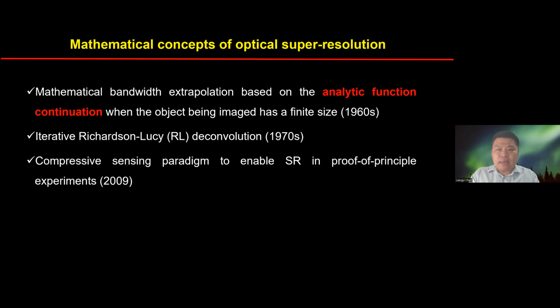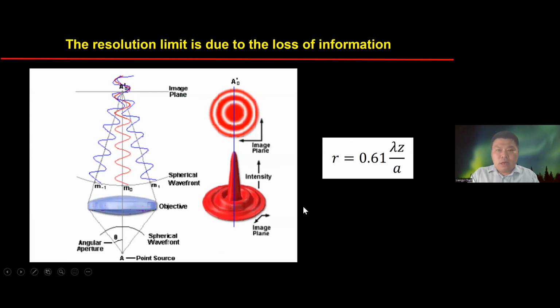In fact, there has been a different class from current classical super resolution. People in the mathematical field or in the communication field have been talking about mathematical bandwidth extrapolation for a long time, dating back to the 1960s. And in the 1970s, there's RL deconvolution, and in 2009, there's the compressive sensing paradigm. However, for physicists or optical microscopists, it is really hard for them to believe that it actually can work. Why? I think the reason is very simple.